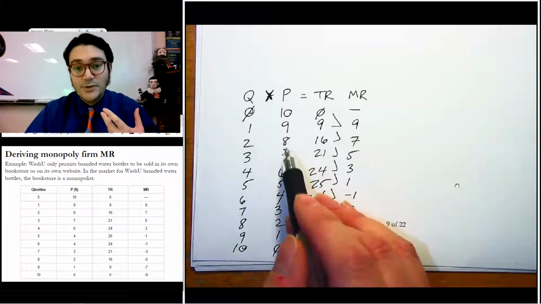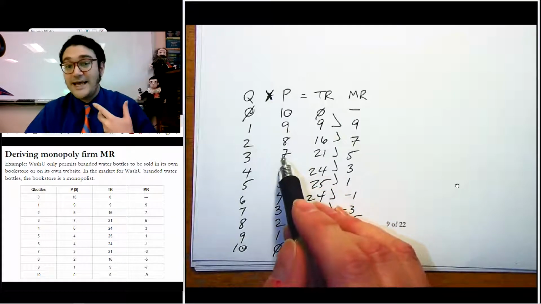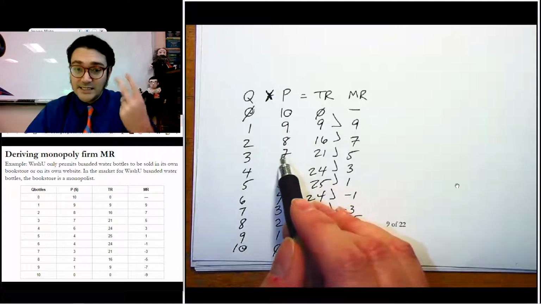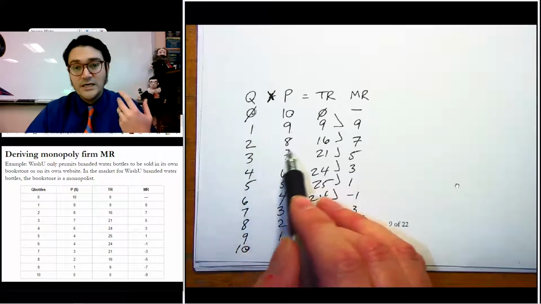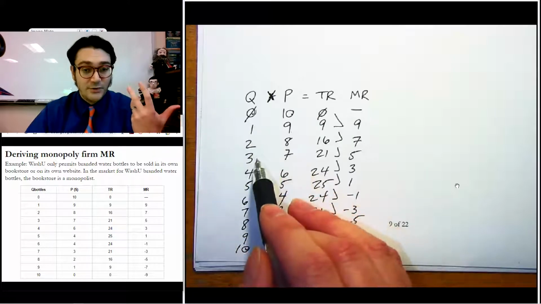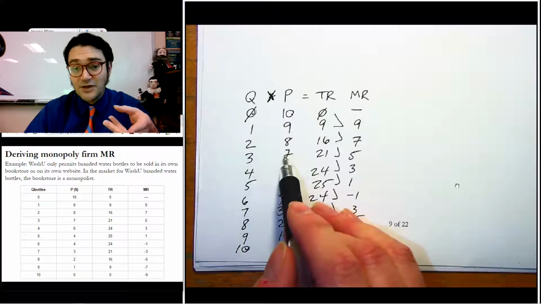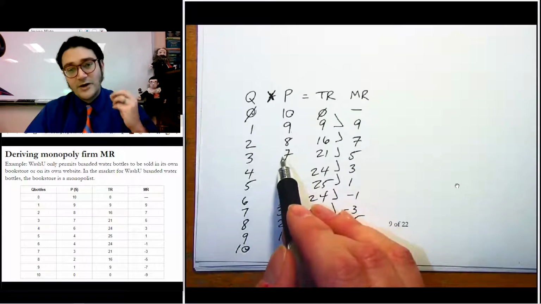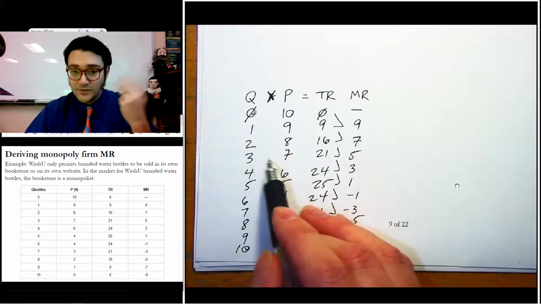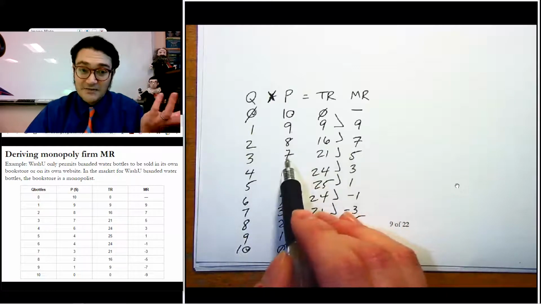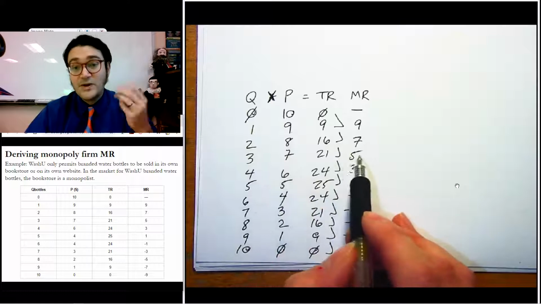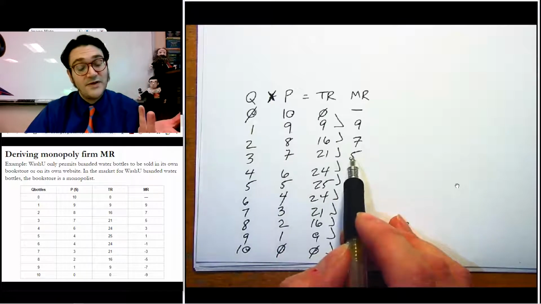We could do that again when they go from 8 to 7. They had to actually cut the price by $1 on the first and the second one compared to where they were. So in order to go from 2 water bottles to 3 water bottles, they got 7 from the third water bottle, but they also had to give up $2 of revenue from cutting the price on the first and the second. And so they got 7 minus the 2 they had to give up. So their revenue generated from the third water bottle is only $5.